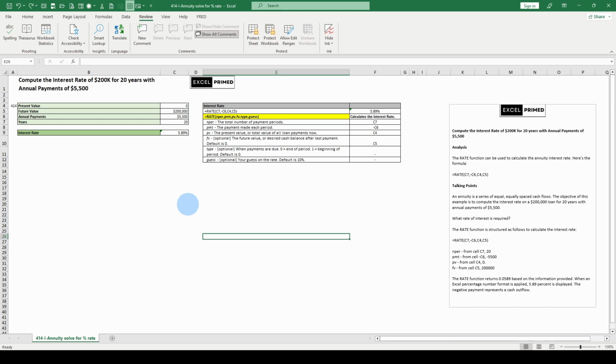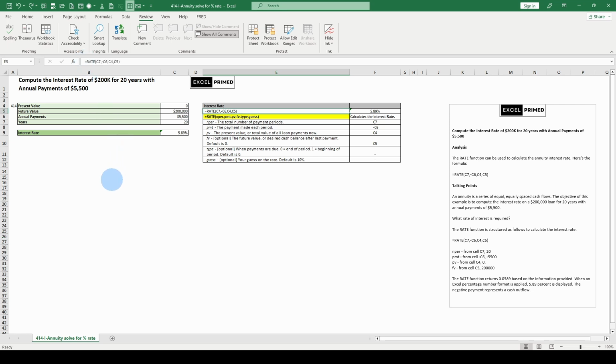What we're going to do here, we're going to compute the interest rate on a $200,000 whatever for 20 years, annual payments of $5,500. That's critical. Otherwise, we could make a mess of this thing if we're thinking monthly when the computation is annual. Annual payment, 200 grand, 5,500, 20 payments. We're going to use this rate function by XL.